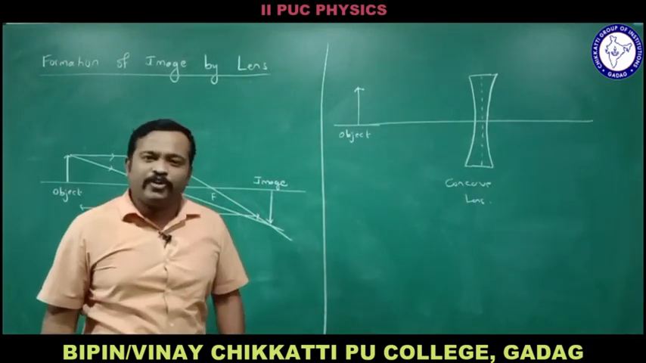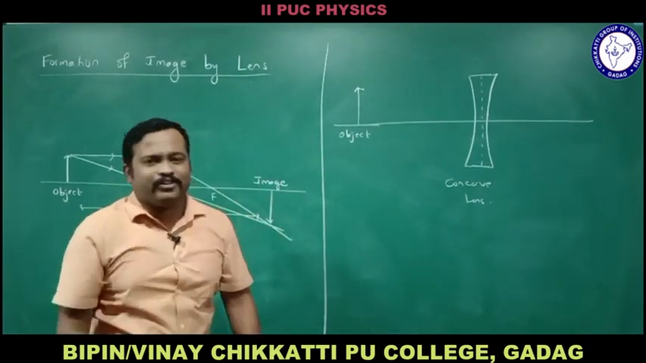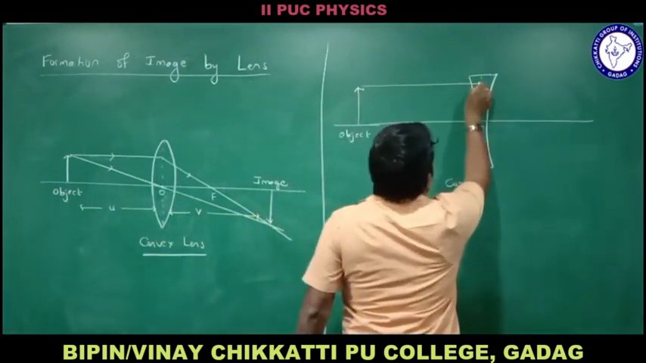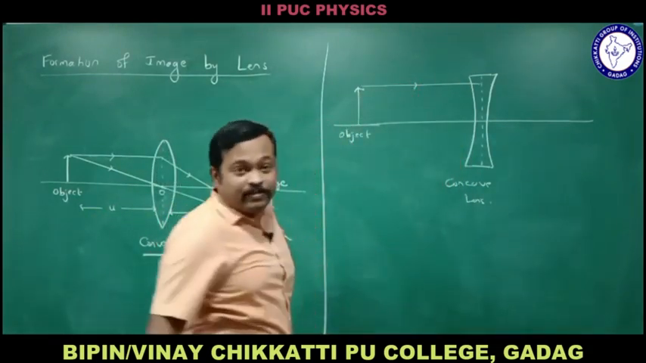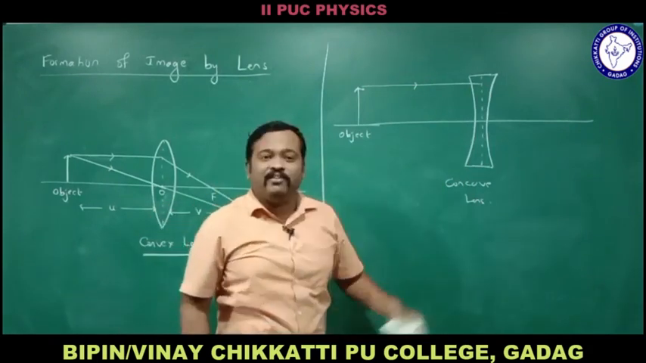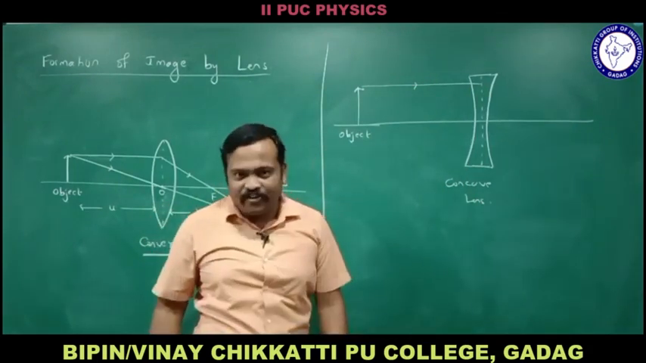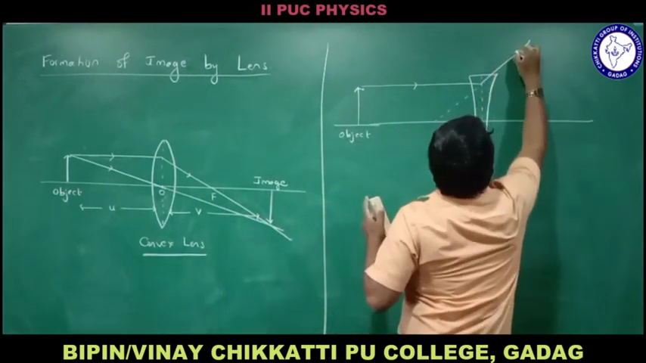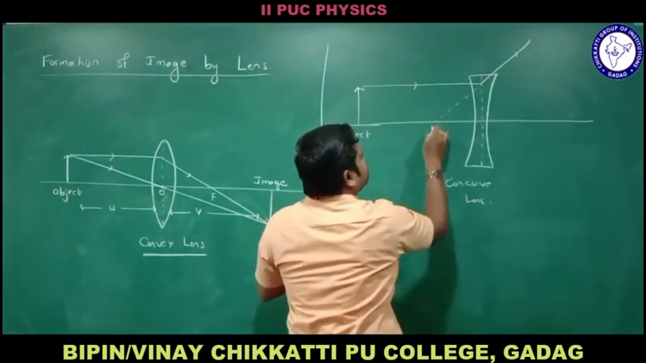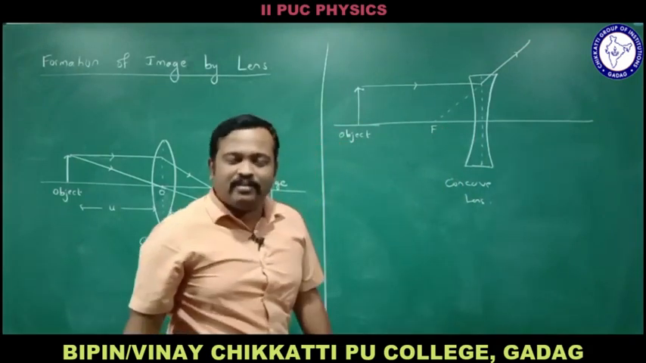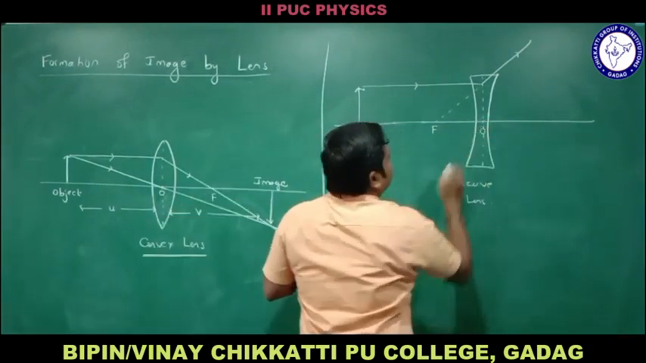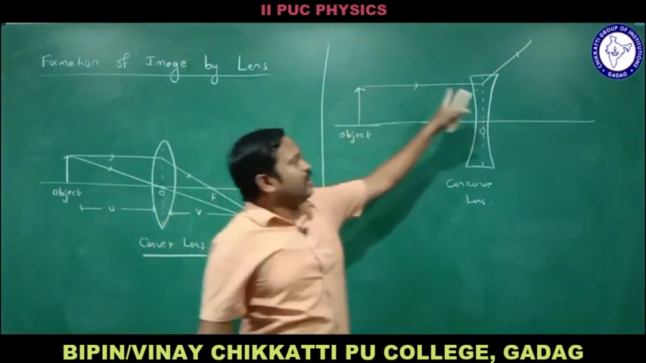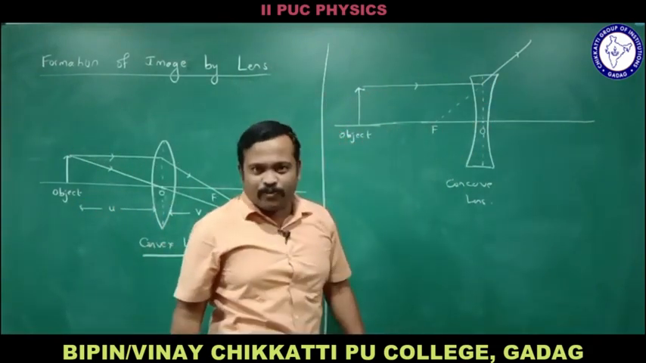Okay, first what we need to do, take a ray which is parallel to the principal axis. What happens? Since it is a concave lens, it diverges the ray which is incident on it, so it diverges in such a way that it appears to come from a point. What is this point? This point is the principal focus. And this is the optic center, right? Okay, first ray parallel, it diverges, it appears to come from this point.